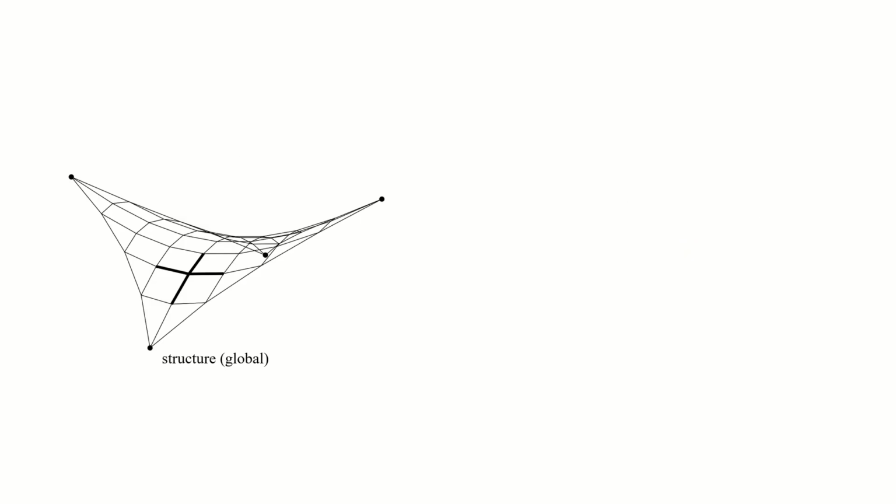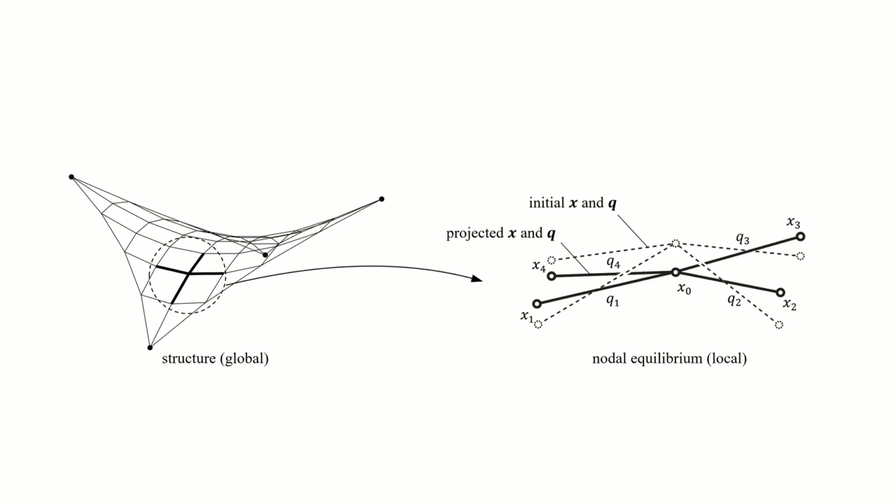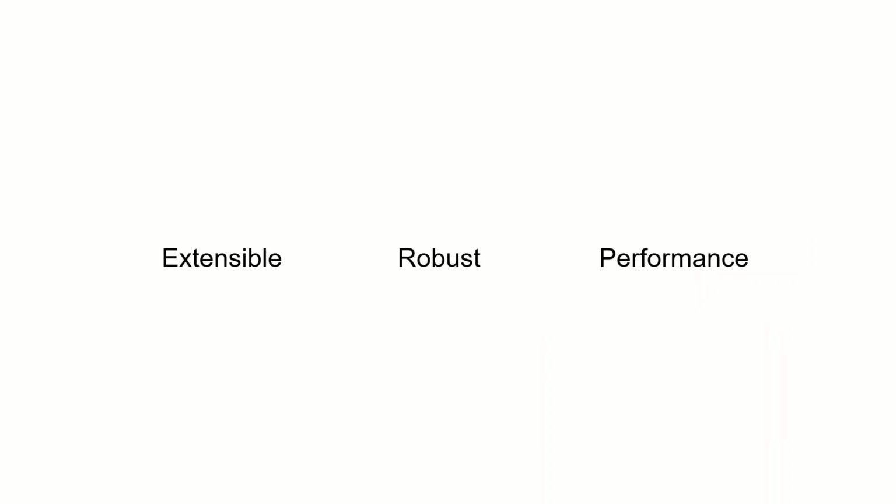The central idea in our method is to decompose the global equilibrium into a nodal equilibrium and treat it as another type of constraint. The integration of local results back into the global system makes the state of the iterate closer to the equilibrium. The advantages of our method are its extensibility, robustness, and performance.